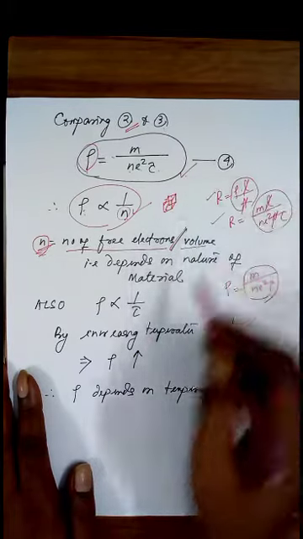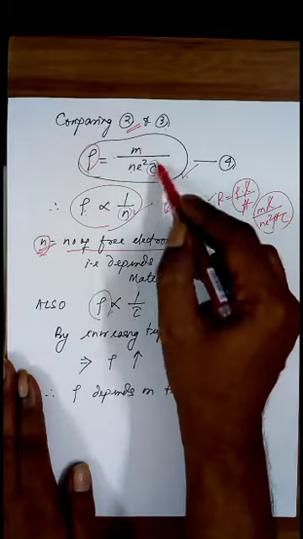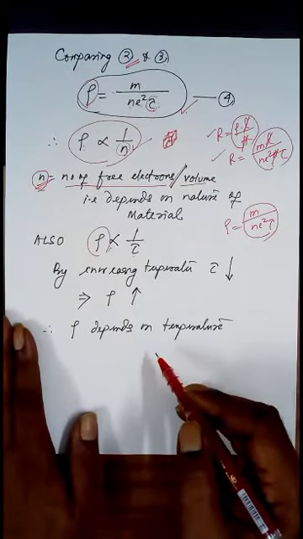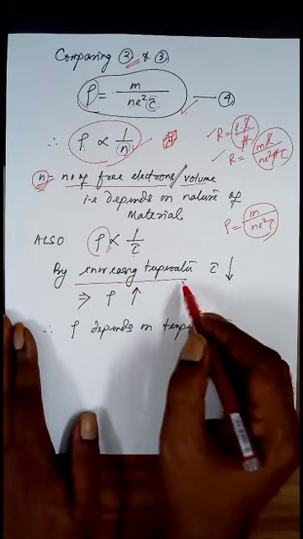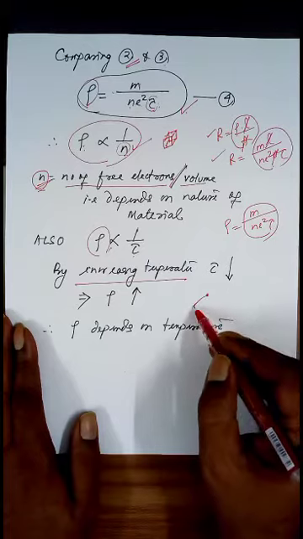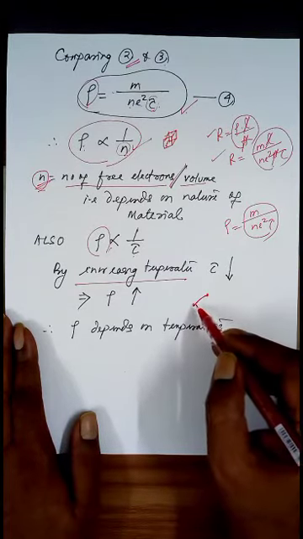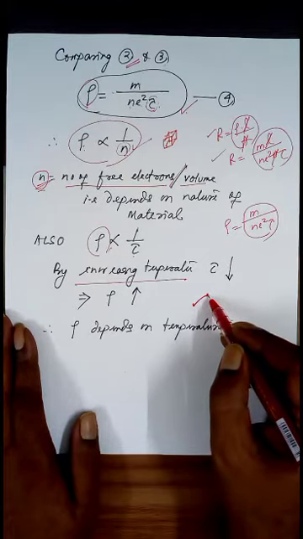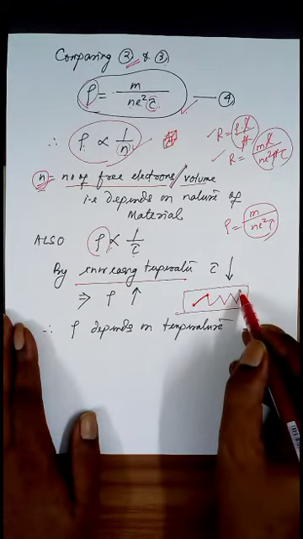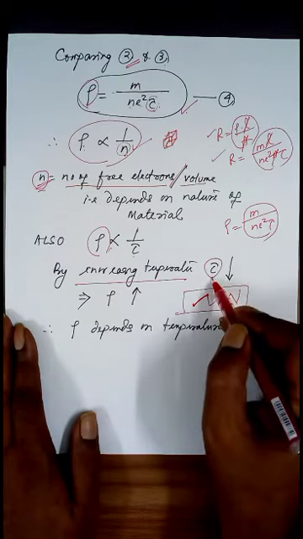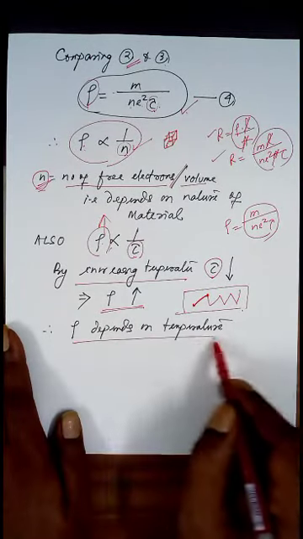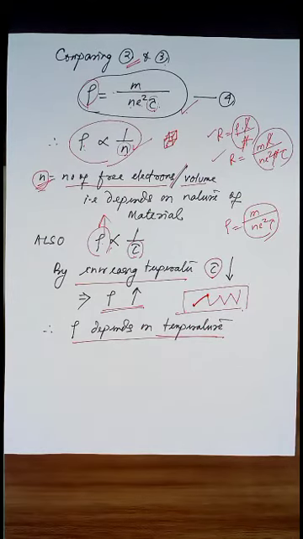Again, if you look at equation 4, rho is proportional to 1 by tau. Tau is in the denominator, the average relaxation time. Now, this is interesting. If you increase the temperature of the conductor, the free electrons move faster. So going from here to here and colliding with an ion here, the time taken decreases. If you heat the conductor, the free electrons move faster, so the relaxation time decreases. If this decreases, therefore rho increases. That is, rho depends on the temperature of the conductor. Specific resistance depends on the temperature of the conductor.